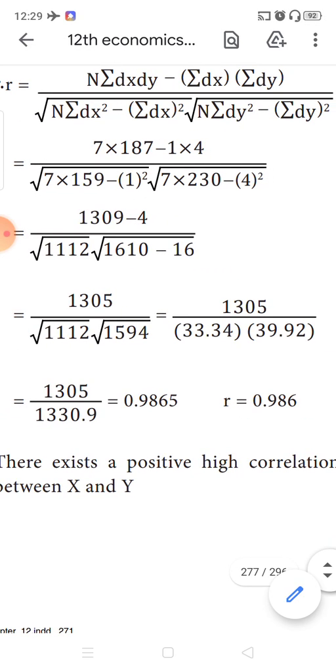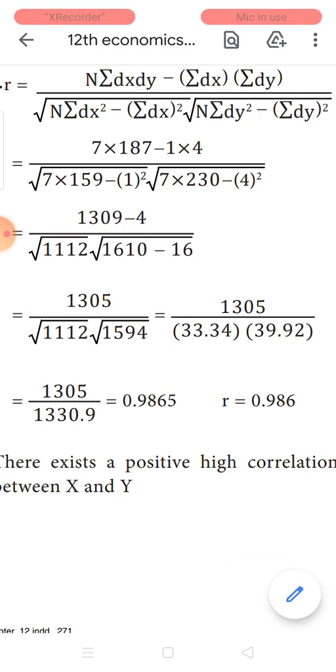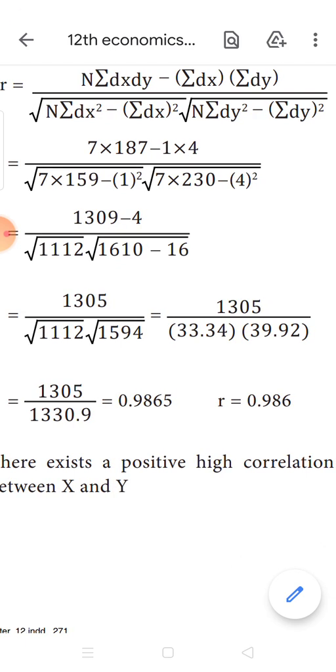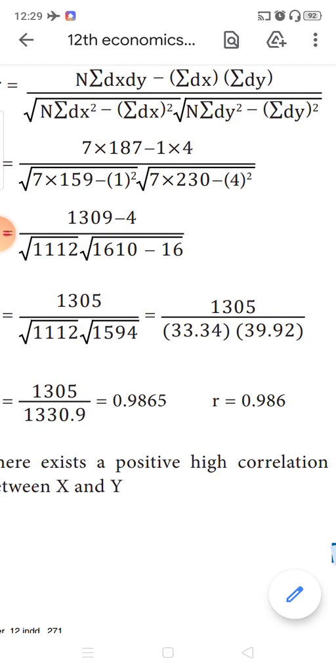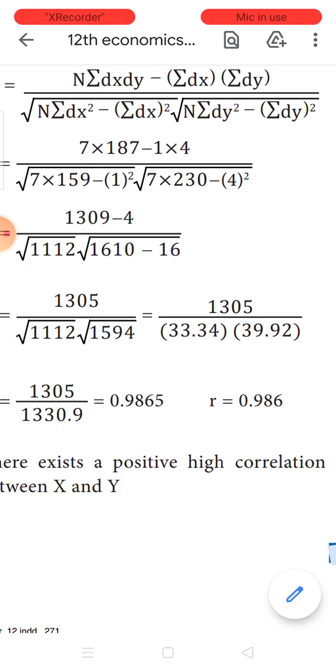Again you can find the values of the square root of 1112. Write it as 33.34. Find the square root of 1594. You will be getting the value 39.92. Now when you multiply 33.34 into 39.92, you get the value 1330.9. So, numerator is 1305 divided by denominator 1330.9. You get the value 0.9865, which means both x and y are positively correlated.